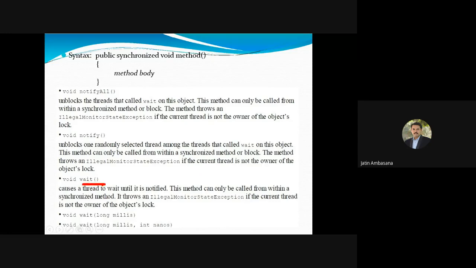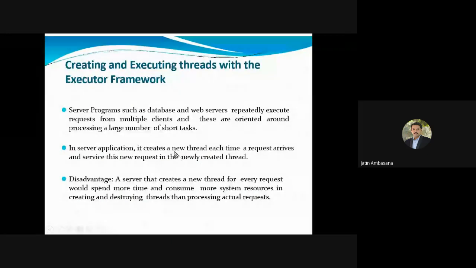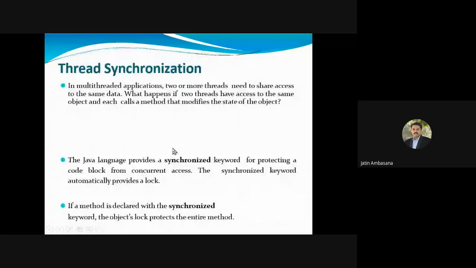Similarly, there is the wait method. So see, the wait method makes the thread wait. The notify method notifies that particular thread that now it does not have to wait. NotifyAll notifies all the threads that were waiting for a particular object to acquire its lock. Wait causes a thread to wait until it is notified, and this method can only be called from within a synchronized method. And there are other methods also: wait with long milliseconds, wait with milliseconds and nanos. So, these are threads.